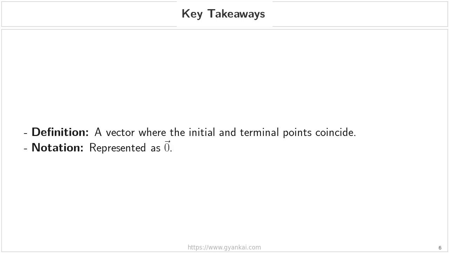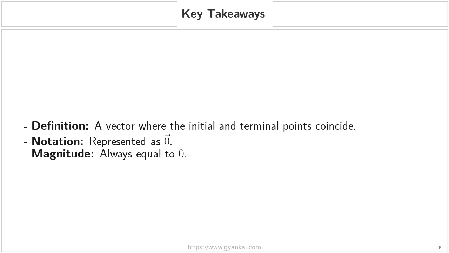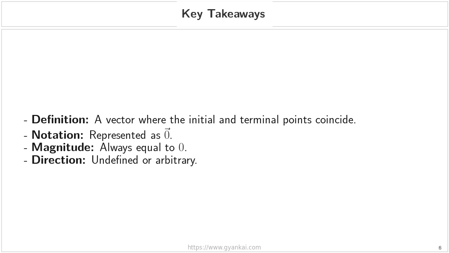In terms of notation, we don't use a standard letter. Instead, we represent it with a 0 and a small arrow on top, which we pronounce as vector 0. Next, looking at its properties, the magnitude, or the length, is always equal to 0. This makes sense because there is no distance between the start and end points. As for direction, as we explored in our previous slides, the direction is considered either undefined or arbitrary, because there is no path being traveled.